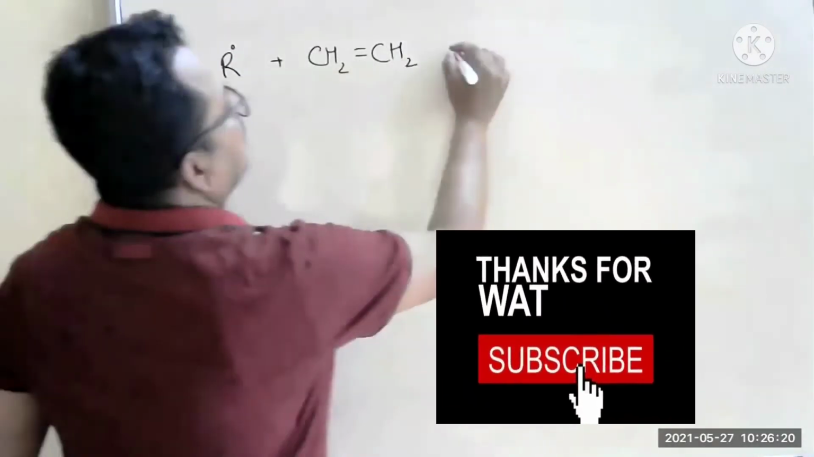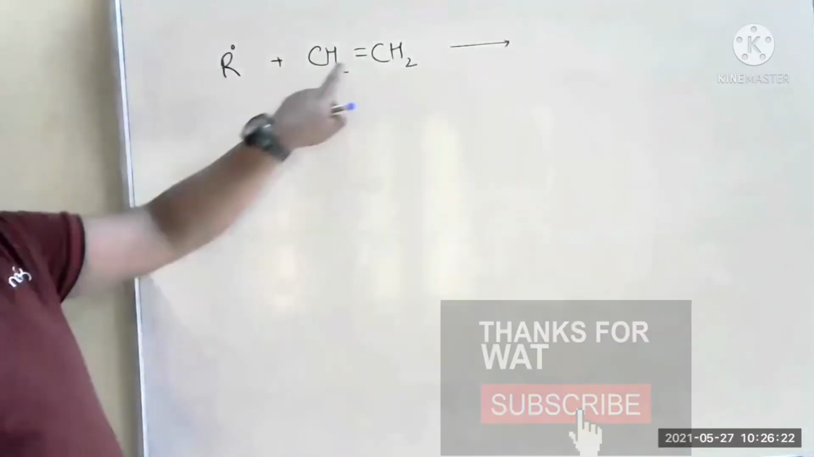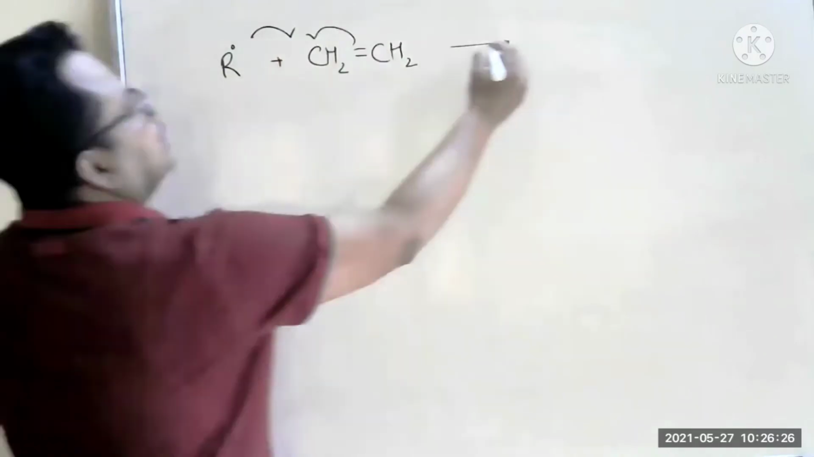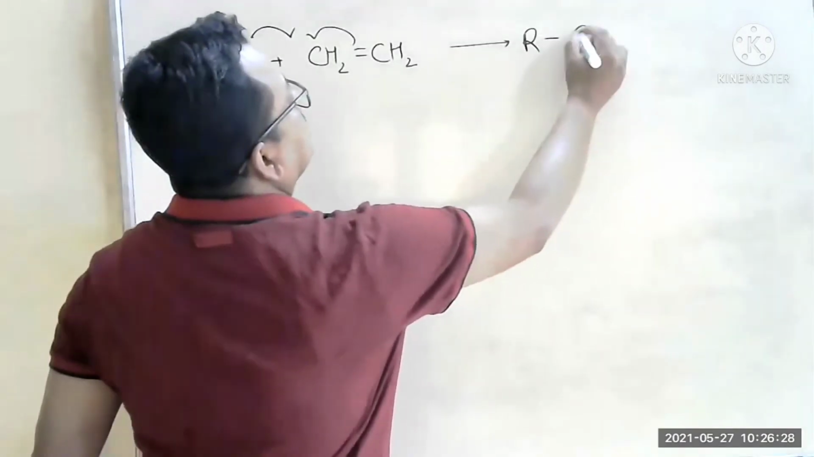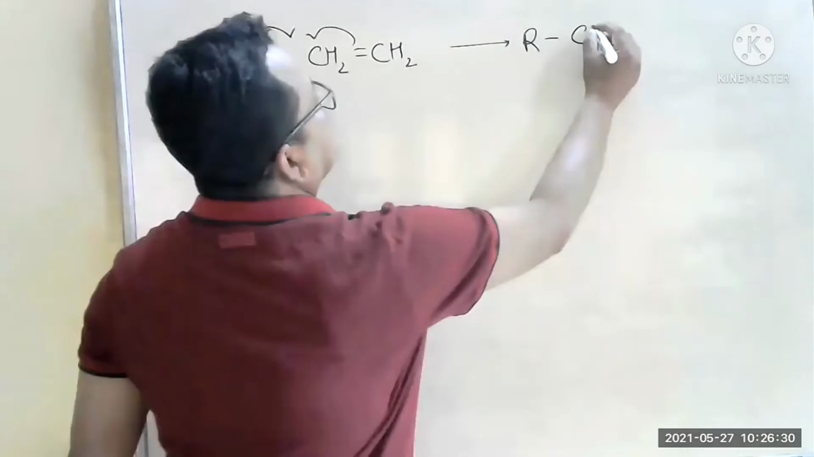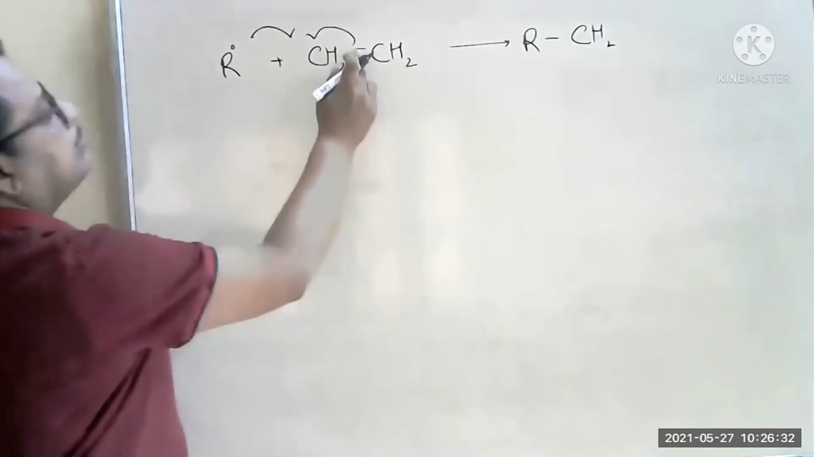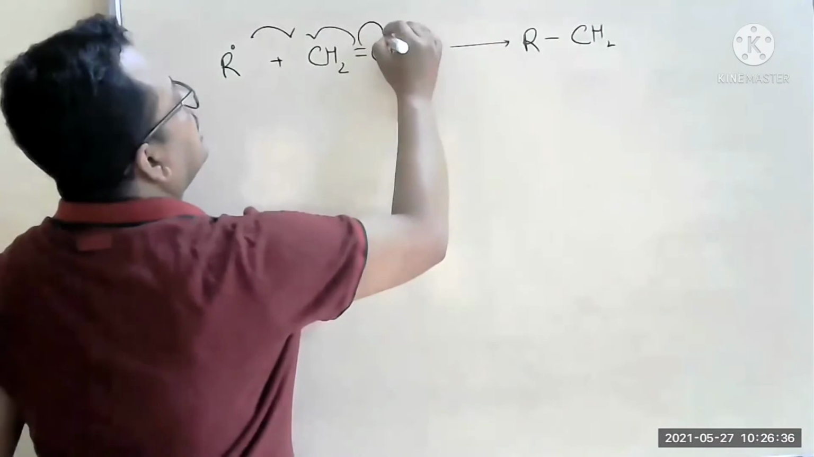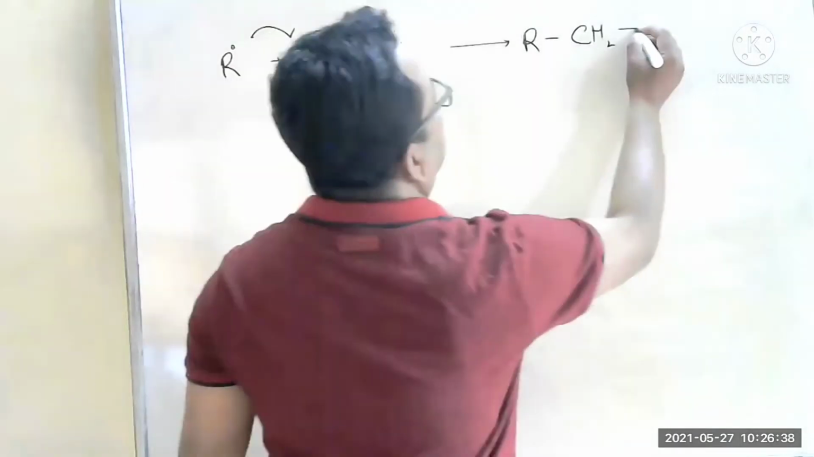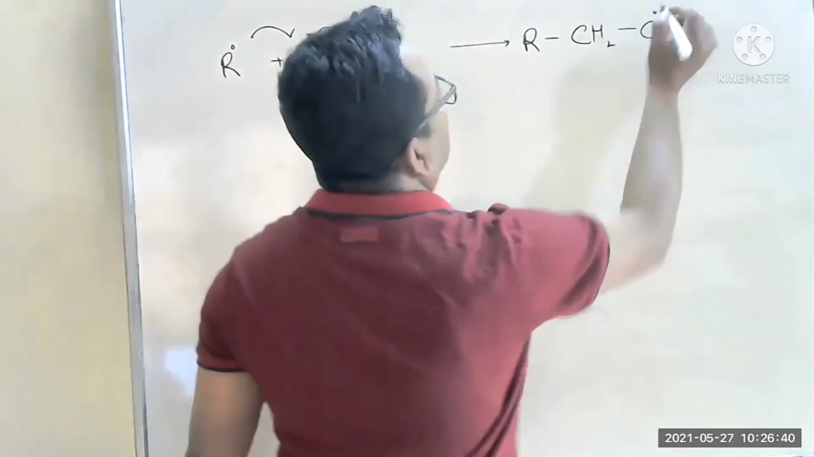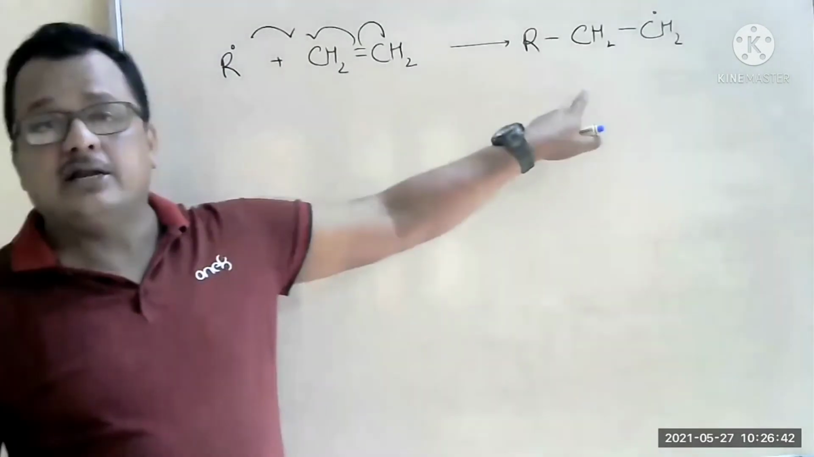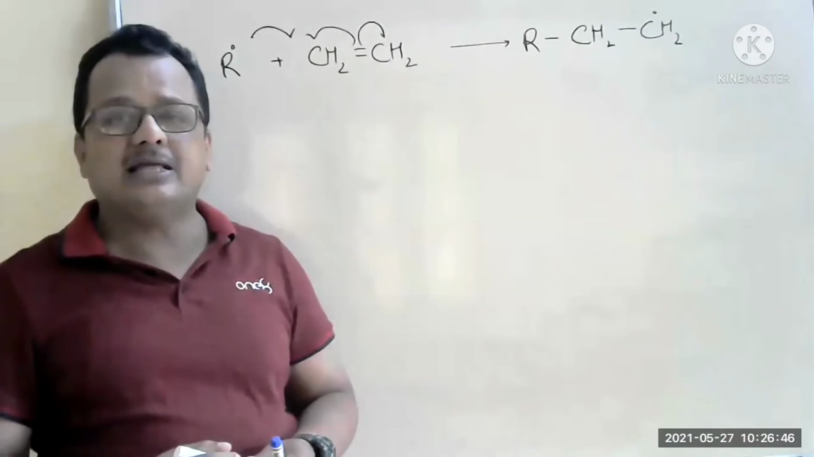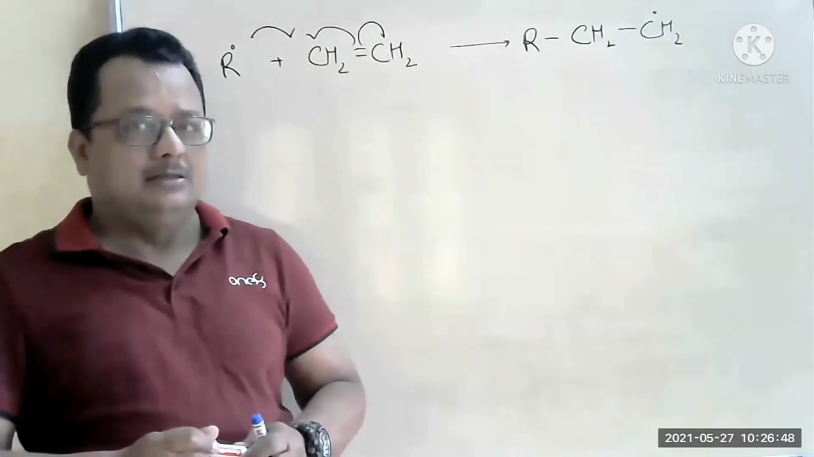Then what will happen? The free radical will attack the pi bond. You get a new carbon sigma bond here, CH2. So in this pi bond, two electrons, one electron is involved in forming this sigma bond. The other electron will jump over to the other carbon. So this is the newly formed free radical. This is how the free radical generator generates a free radical.